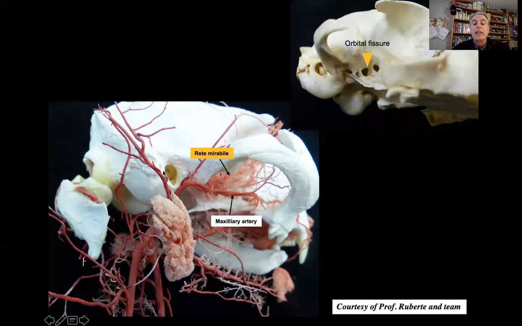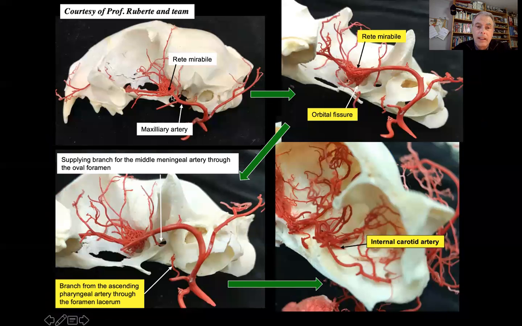But there is an internal carotid artery inside the cranial cavity in the cat. And this internal carotid artery has formed from branches from the rete mirabile that are in the maxillary artery. And these branches enter through the orbital fissure. So again, in the cat, you have the rete mirabile and branches that are entering here through the orbital fissure in order to form the internal carotid artery in the cat inside the cranial cavity.